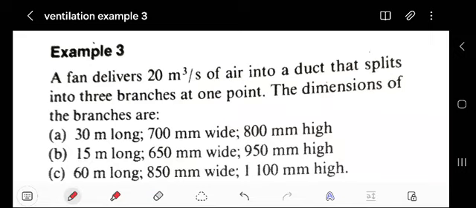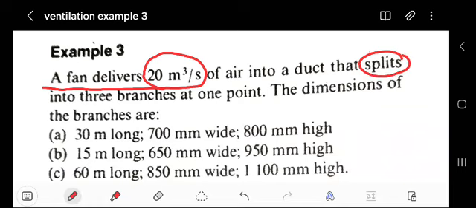Okay, let's attack this example 3. It reads as follows: a fan delivers 20 cubic meters per second of air into a duct that splits. You see, it splits into 3 branches at one point.